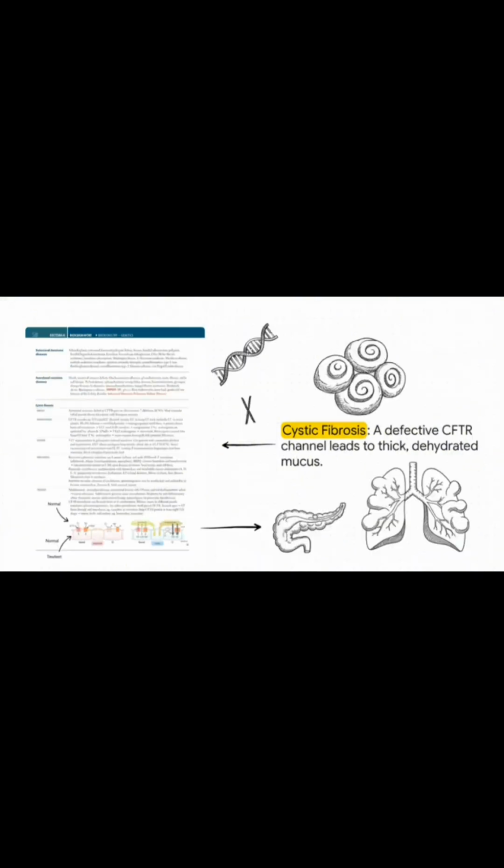Here's another absolute classic, cystic fibrosis. The whole problem boils down to what you see here, this broken CFTR channel. It's supposed to pump chloride out of the cell, but it can't, usually because of that delta F508 deletion. And if chloride can't get out, water doesn't follow. So what do you get? This crazy, thick, sticky mucus that gums up the works everywhere, especially the lungs and the pancreas. So if you get a vignette about a kid with constant lung infections and greasy stools, you should be screaming cystic fibrosis, autosomal recessive, done.